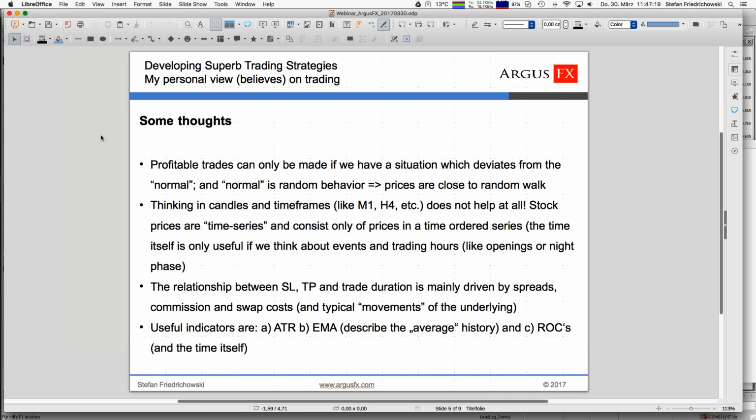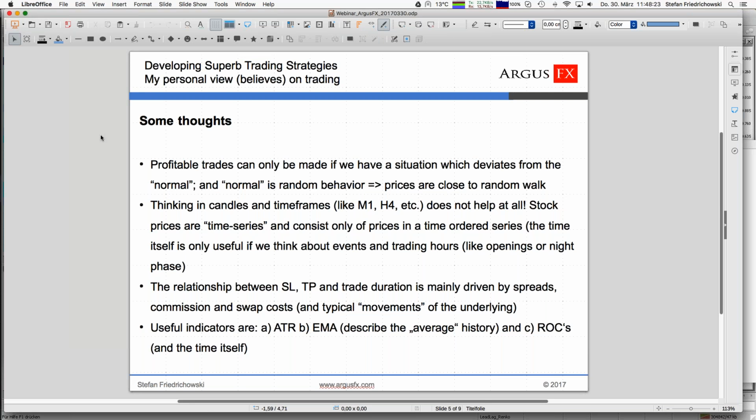My thinking is that profitable trades can be made only in those situations which really deviate from the normal. And you see already there's a direct link to what we have done in the last couple of minutes. My original equity line was opening more or less a trade every hour, and that's not a good idea, because in most cases we are not deviating from the normal, and the normal is the random behavior of our prices. We know that prices are quite close to the random walk, and we know as well that we cannot beat the random walk, so within a completely random walk we cannot be profitable.